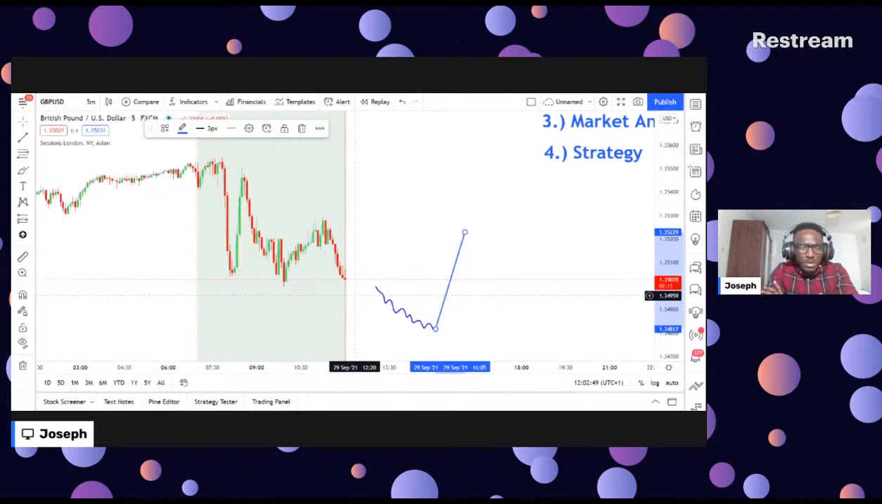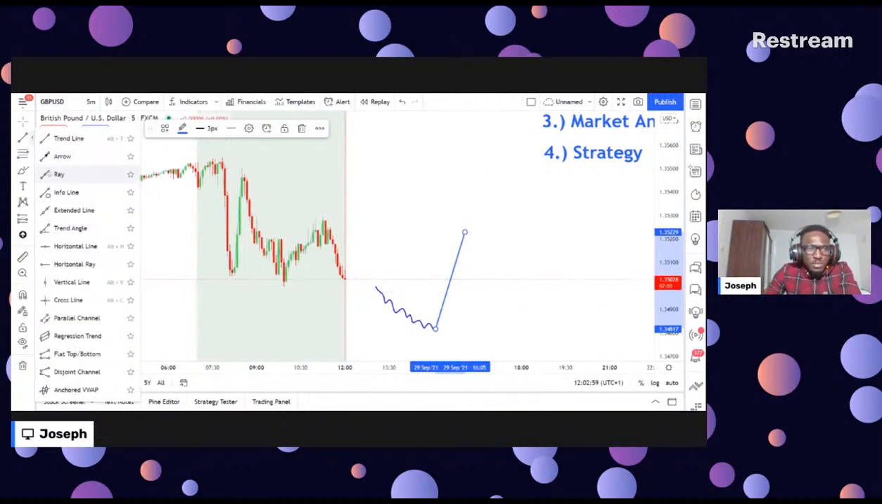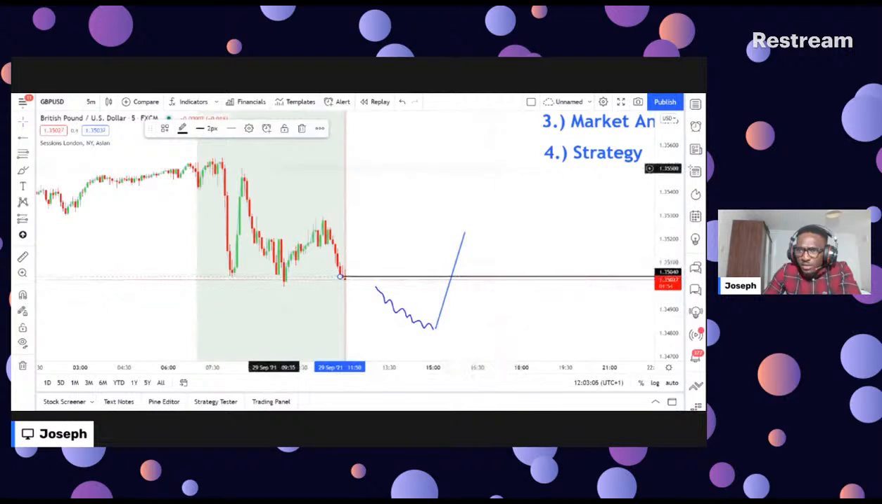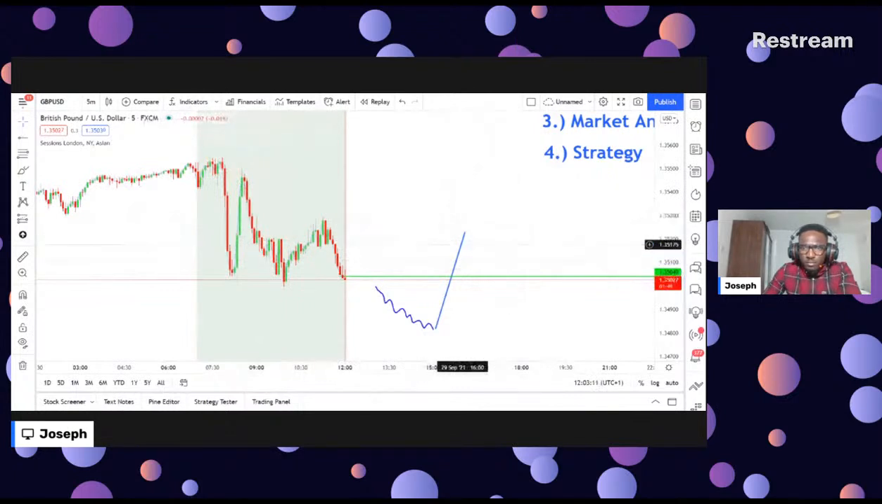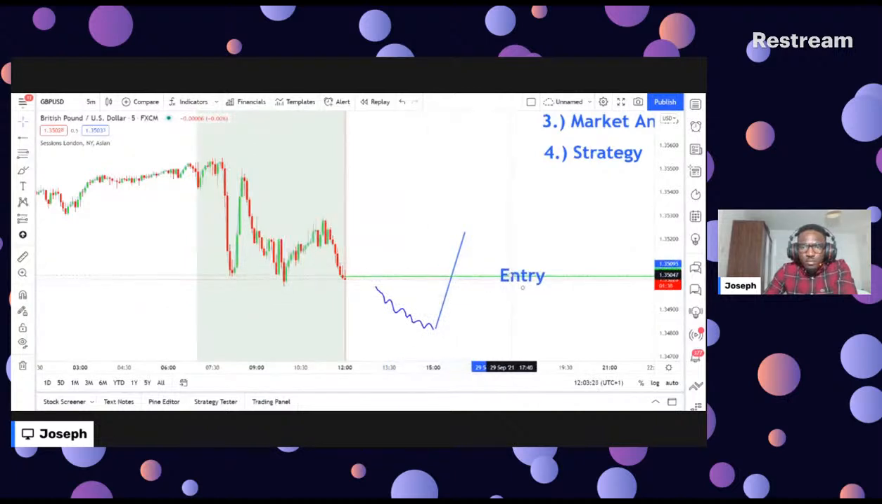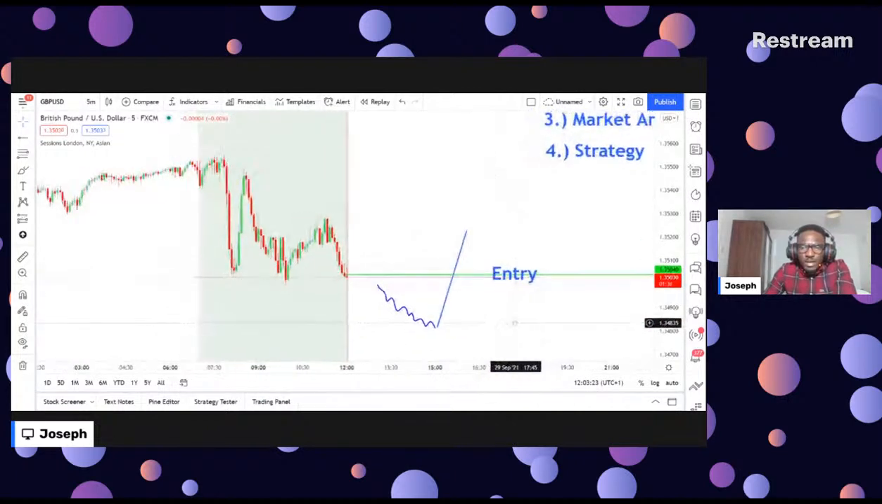But trading, if you understand trading, it's all about risk management, really, and understanding your strategy. So what I'm going to do is put a little line here that tells me I entered this today at 135.04. This is my entry point right there.